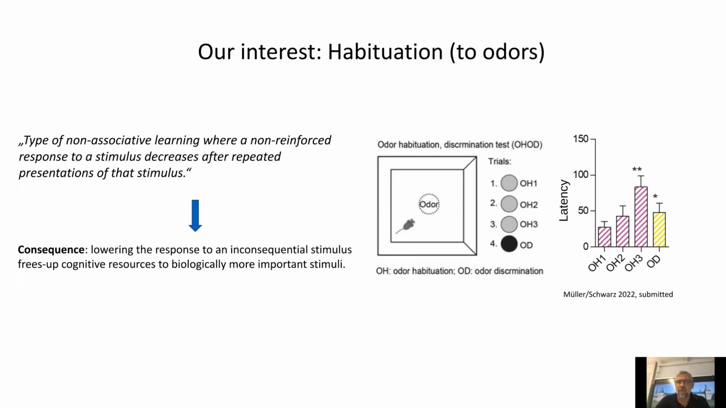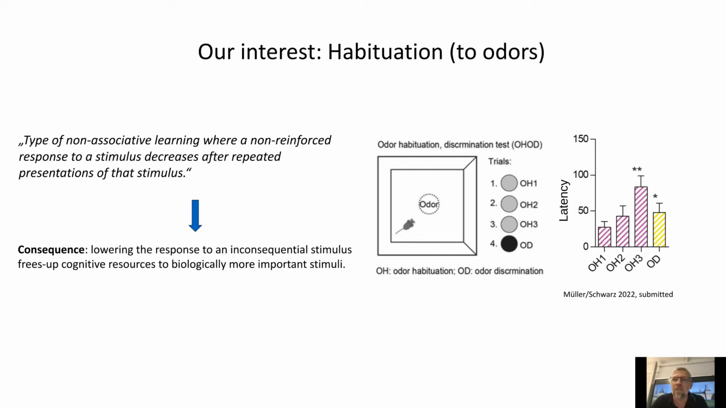And then we present this mouse three times to the same odor, right? And what you can see here on the plot on the right-hand side is that the latency increases as a function of the number of presentations. The latency is the time the mouse takes to run from the corner to the odor, and this increases, meaning that the more often you present the mouse to the same odor, the less interested the mouse gets. So it habituates to this odor.